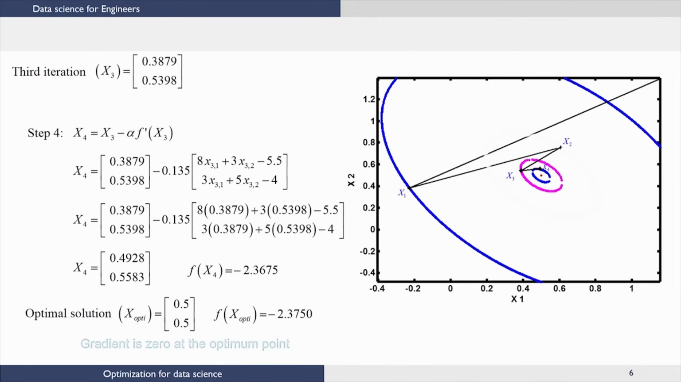So, you could go through this process. The third iteration gives us this x 3, and then the next iteration gives you an x 4 value, which is this, and you can notice that the objective function value has come down.